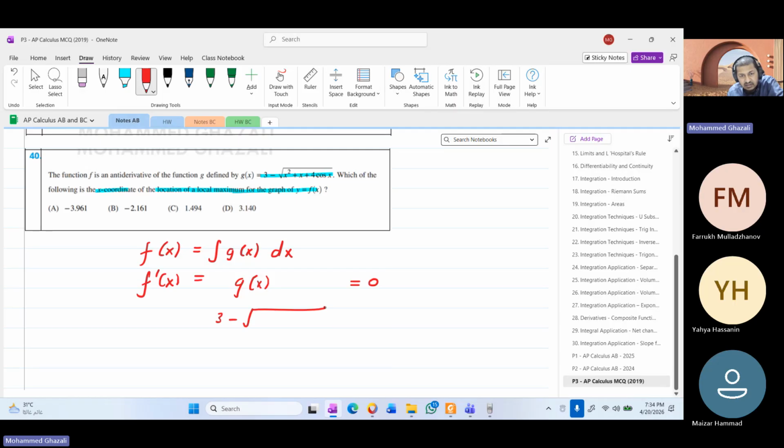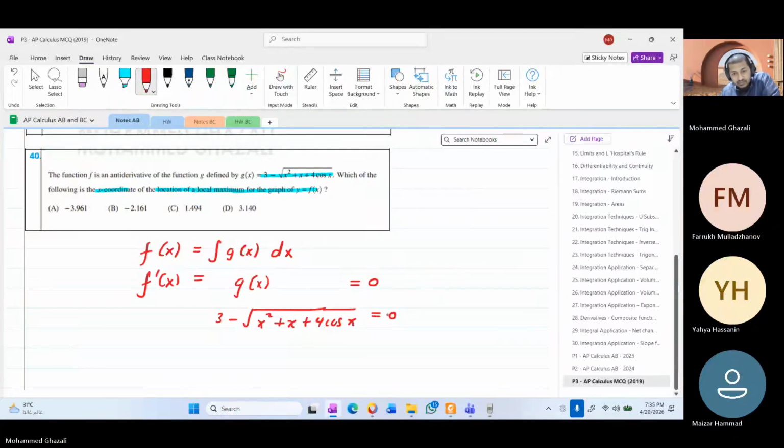So 3 minus the square root of x squared plus x plus 4 cos x is equal to 0. Let's solve this equation for the roots. Very important note, guys: make sure your calculator is on radians mode. Do not put your calculator on degree mode.